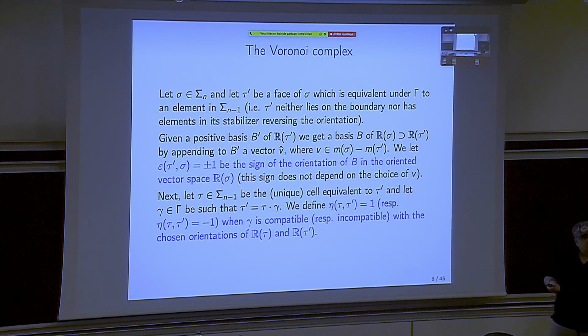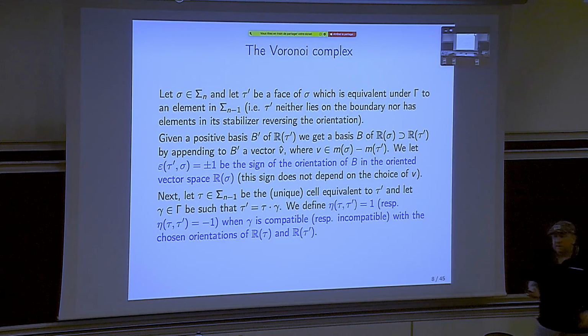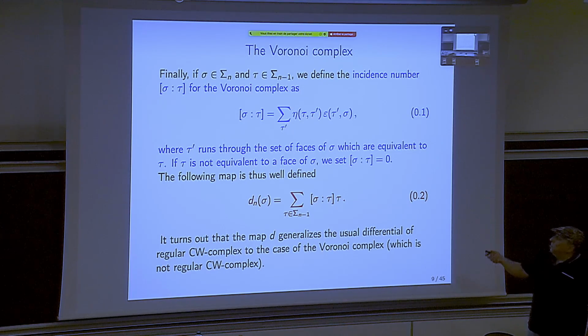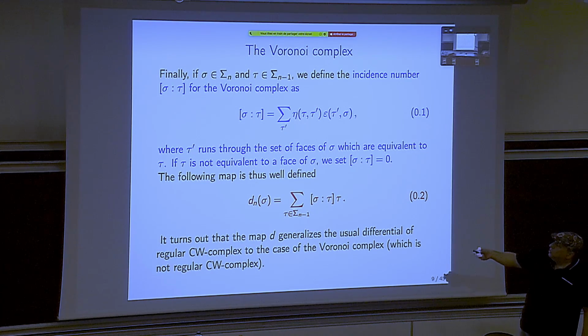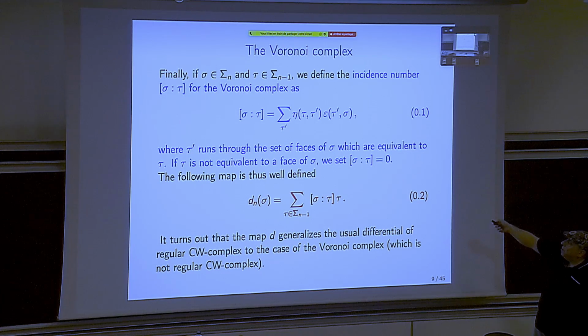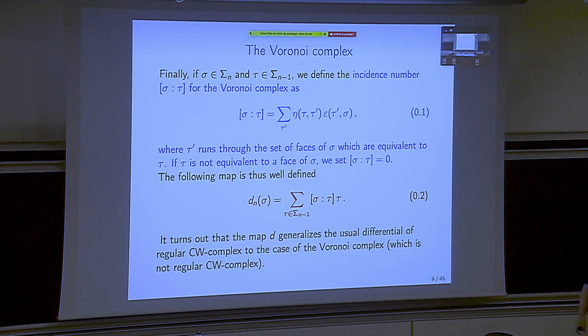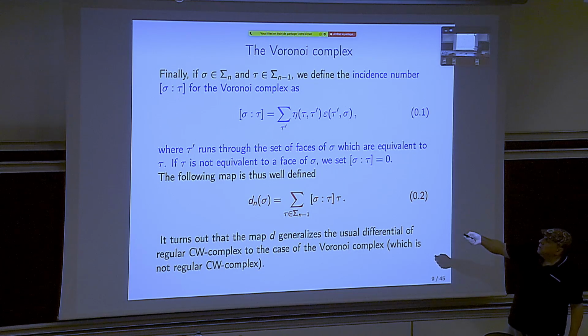So you realize how easy life is when you are dealing with a simplicial complex. Okay, so it just translates into formulas what I just said. You could define an incidence number for the Voronoi complex, and so you combine those two, eta and epsilon, with respect to all the tau prime which are equivalent to tau.